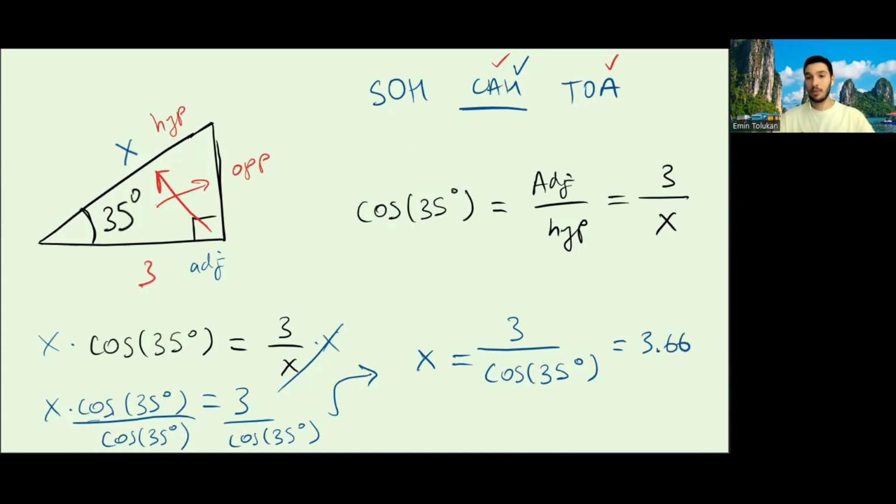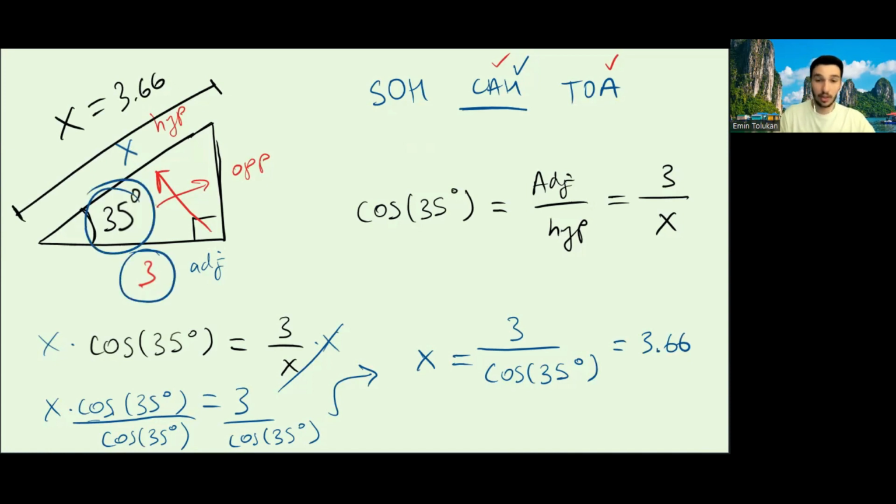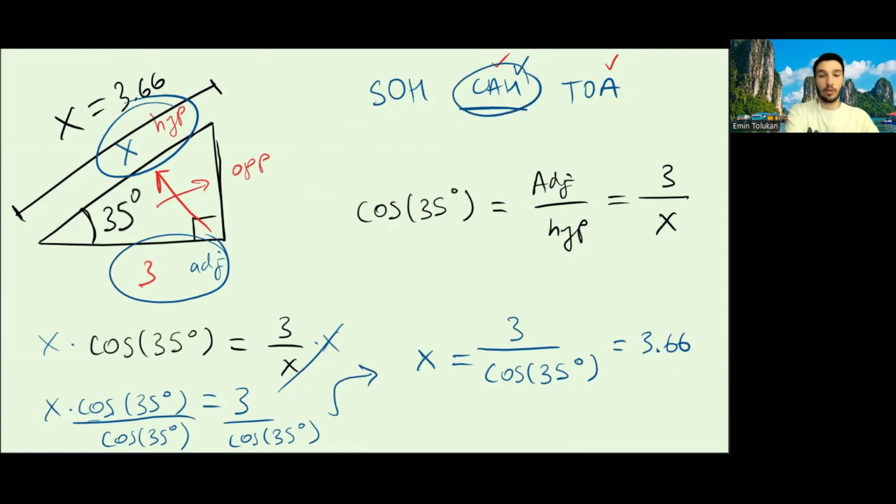All right, so what does it mean? That means x is equal to 3.66. That is it. So this side's length is 3.66 because this is 35 degrees and this is 3 units long. I was able to determine that using trigonometry. I was able to determine which equation I have to use, SOH, CAH, or TOA, depending on what I need. So I needed here the hypotenuse and I had the adjacent, and this equation has the hypotenuse and the adjacent. So I took the cosine of 35 degrees.